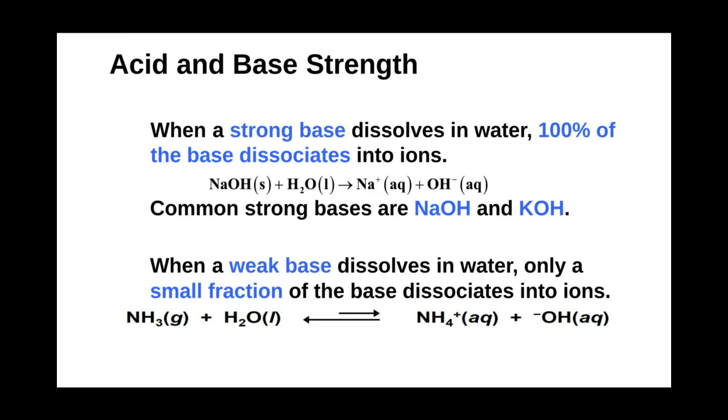Now, when a weak base dissolves into water, very much like a weak acid, only a small fraction of the base dissociates into its ions. So in this case, we have ammonia reacting with water. We produce ammonium and the hydroxide ion. And you can see the arrow is much bigger heading towards the left than it is going towards the right. Thus, the reactants are favored over the products, making this a weak base, the exact same way a weak acid looks.